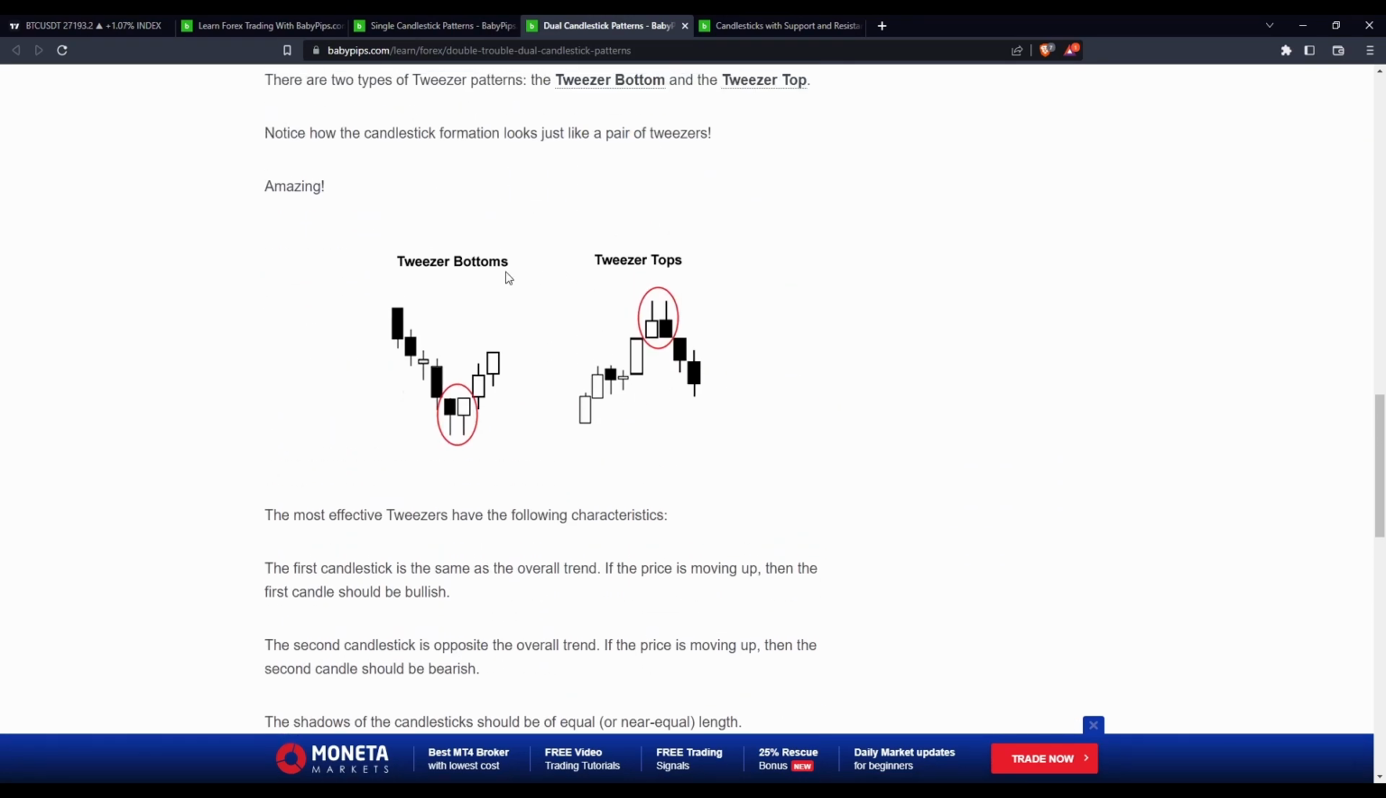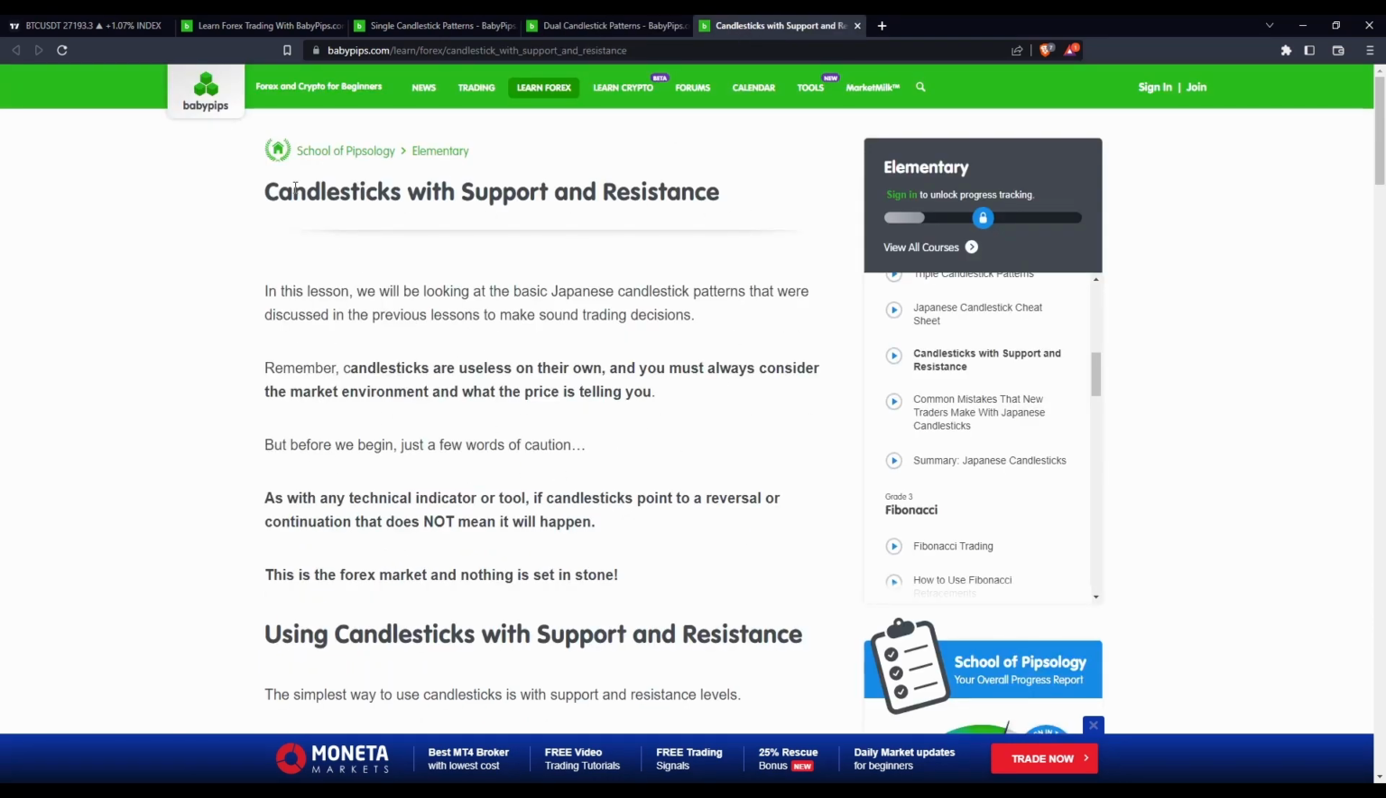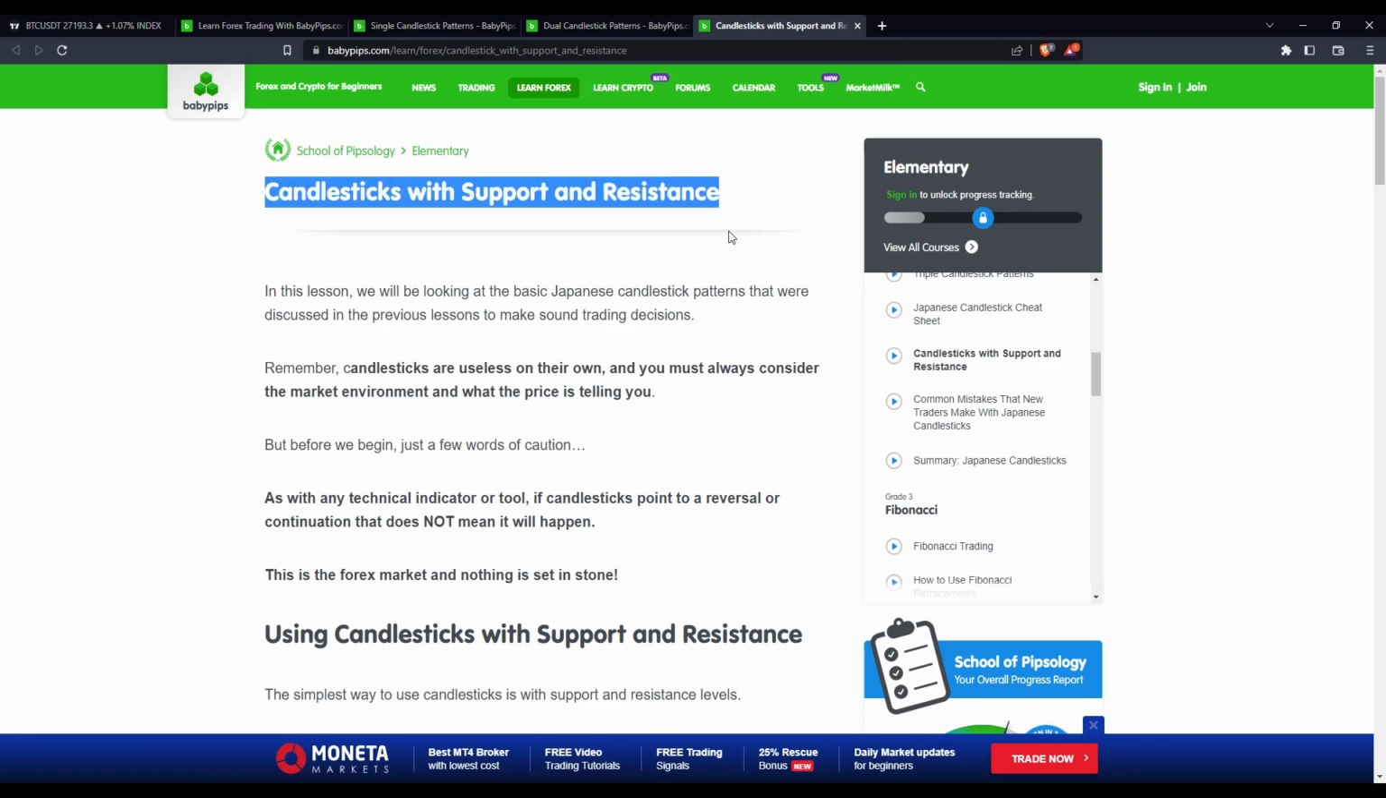I did not know that. So there you go. You've got tweezer tops and tweezer bottoms, candlestick patterns, right? Over here, let's check what we have. Candlesticks with support and resistance.